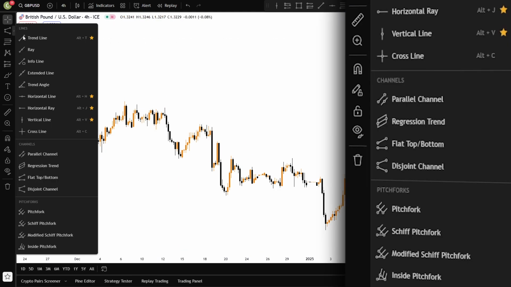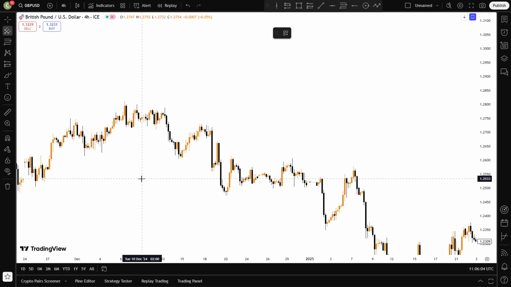Now the next tool is the Pitchforks. Under the Pitchforks, we have 4 different tools, different varieties. We have the Pitchfork, the Shift Pitchfork, the Modified Shift Pitchfork, and the Inside Pitchfork. The standard Pitchfork is a trend-based drawing tool that helps you to visualize potential support, resistance, or equilibrium zones using a central median line and 2 parallel channel lines, which creates a fork structure.